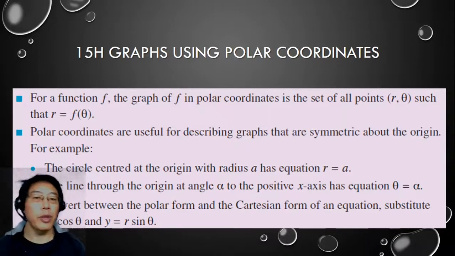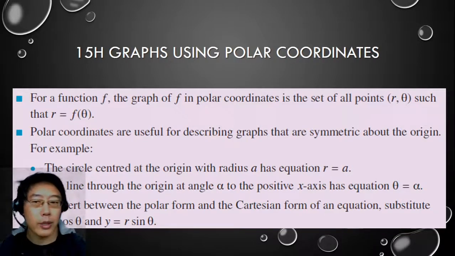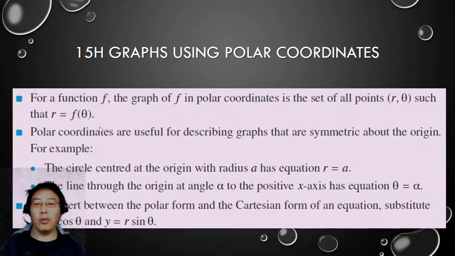Alright, now with the graphs using polar coordinates. In polar coordinates, you will have a function where r is the subject and it is a function of the angle. And r and theta describe the polar coordinates. We can use polar coordinates to describe, for example, a circle centered at the origin with radius a. A is fixed, so r equals a. And because theta is not specified, it means theta is a variable. It can be any angle, so you're describing the position of a point on a circle.